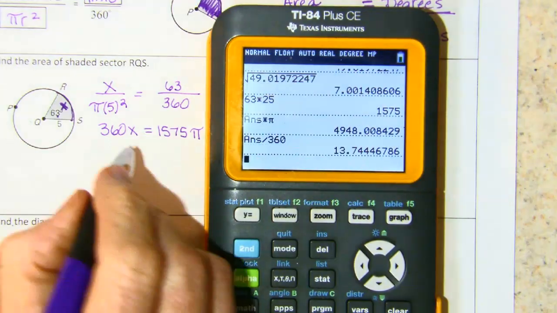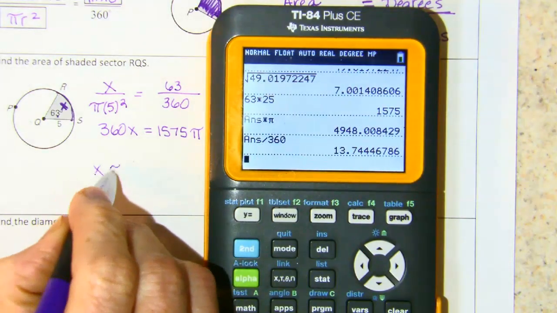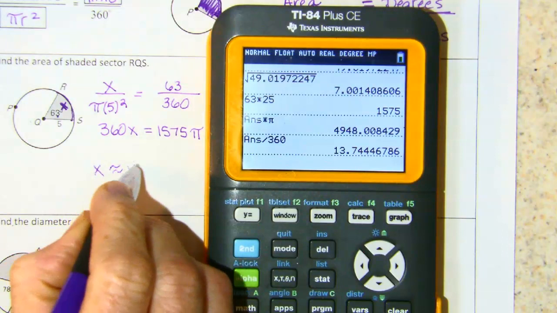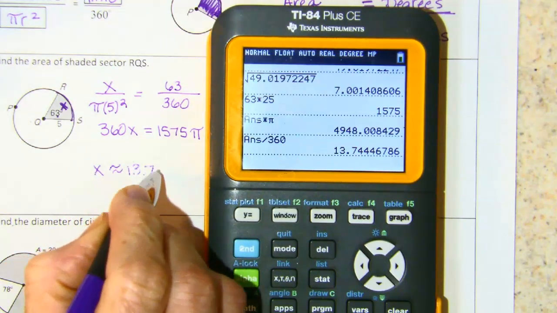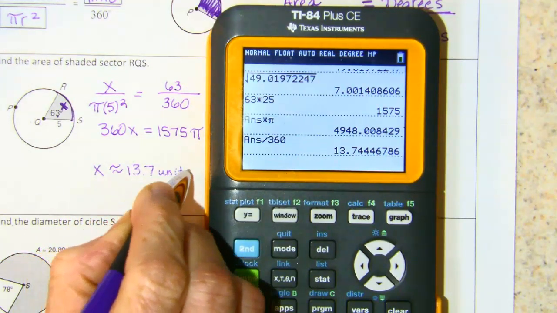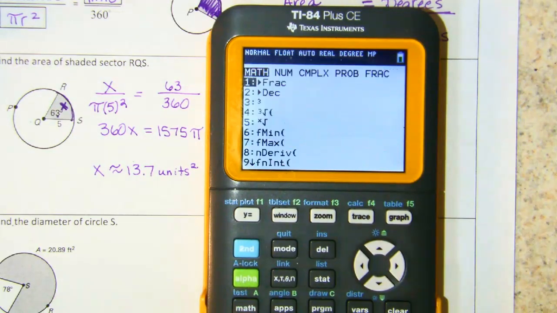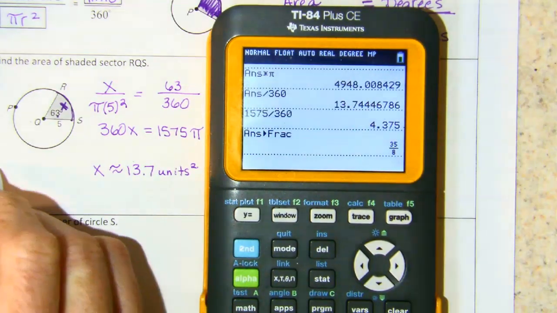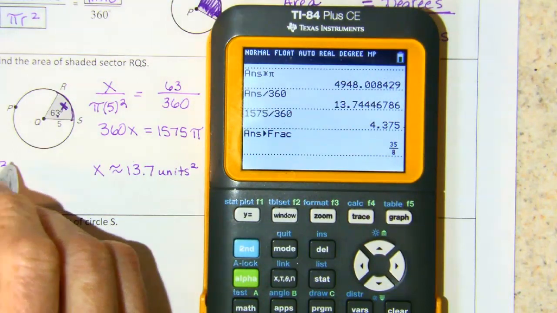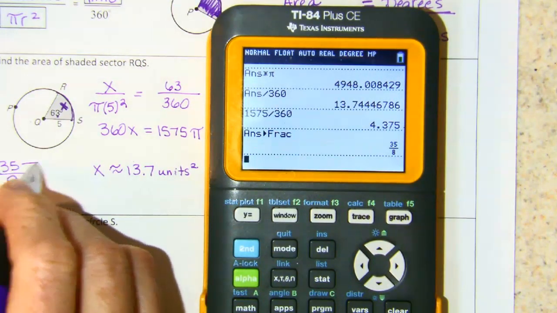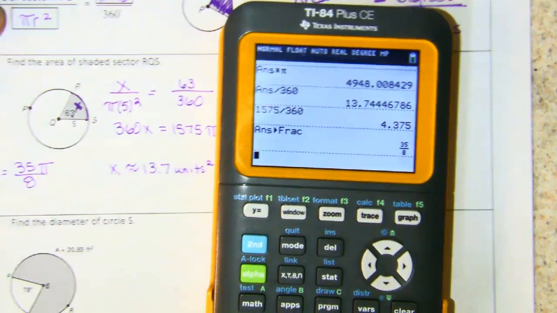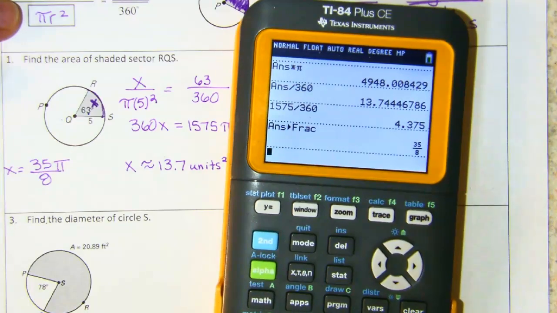Okay? So x is approximately 13.7 square units, since they did not give us any units. Now, if it wanted you to leave that as an exact answer, you could say x equals 35 over 8 pi units squared, if it wanted an exact. But on this problem, it did not ask us that.